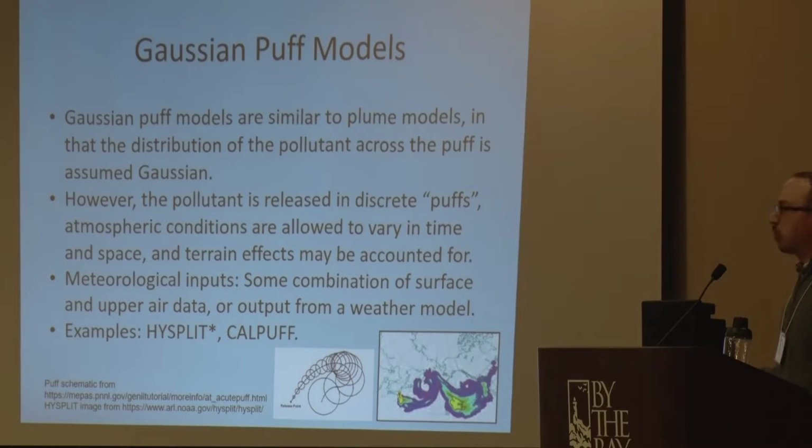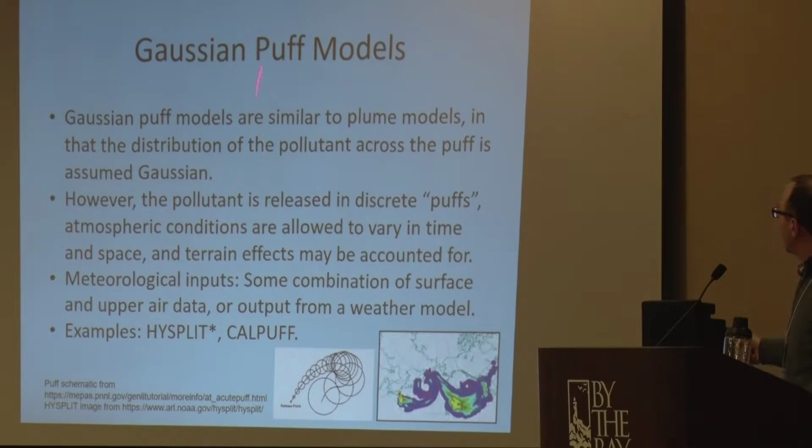Gaussian puff models are similar to plume models in that when you look in the cross-plume direction, the distribution is Gaussian. It's strongest at the center. The concentrations are highest at the center and decay following the Gaussian distribution as you move away from the center. However, unlike a plume model, with a puff model, it's exactly what it sounds like. You're releasing the pollutant in a series of puffs. So rather than just a continuous release like a plume model, these are puffs. And these puffs are going to grow with time as air is entrained into them. As air is mixed in, the puffs grow with time, representing the dispersion process.